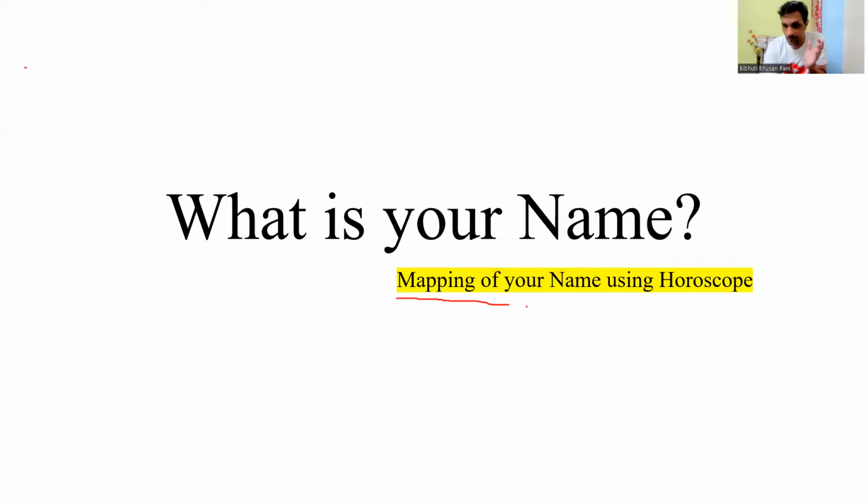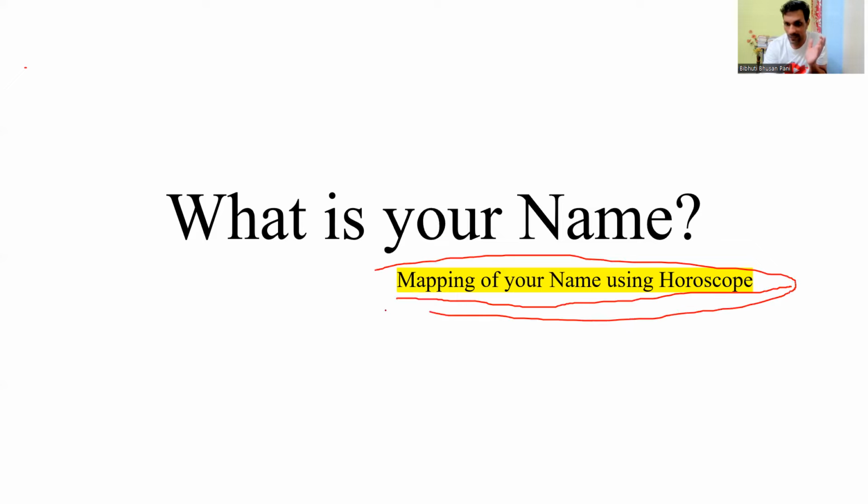in a horoscope. How we can map the name in the horoscope? Okay. All of us know that every nakshatra has a different sound. Every nakshatra pada has a sound. Based on our Janma nakshatra pada, in some places in India, the born kid is named.